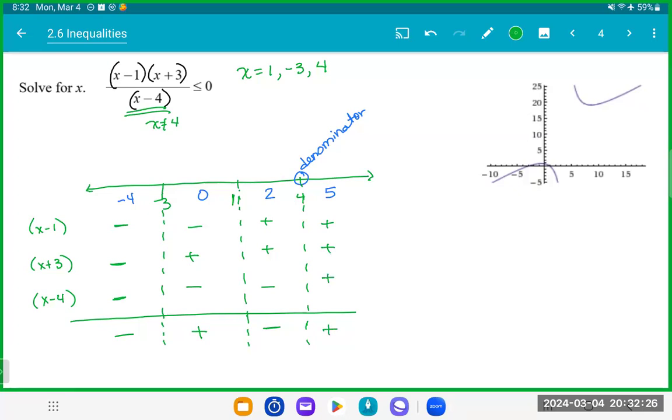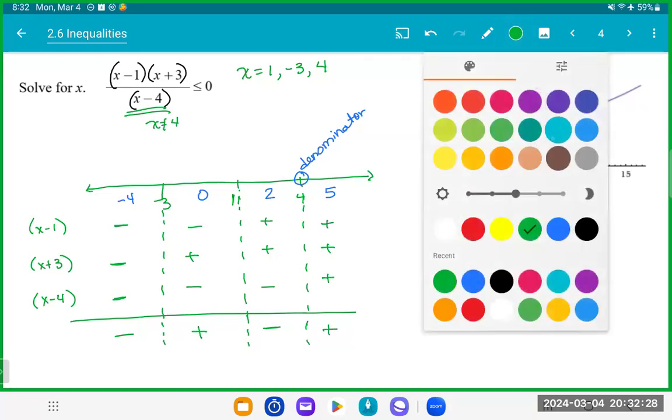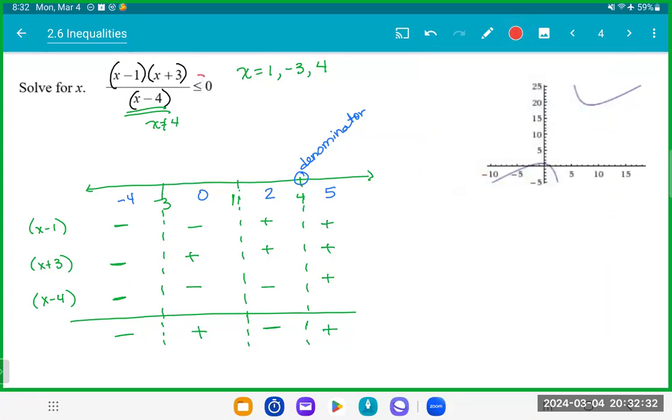Now, what did our solution ask us for? Our solution asked us for, we want to be less than or equal to 0. So equality is okay, except at 4, right? We can't be equal to 4, okay? And we want to be less than, so this is my negatives, okay?